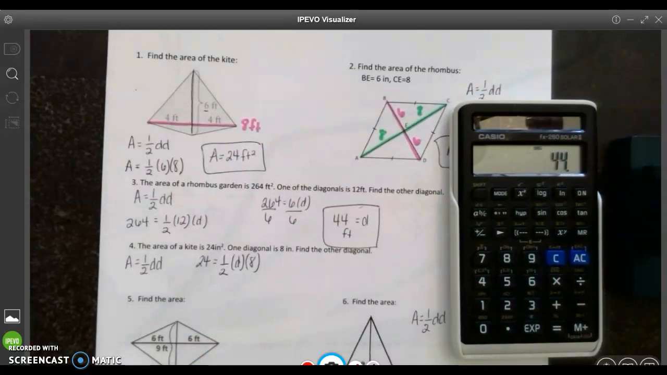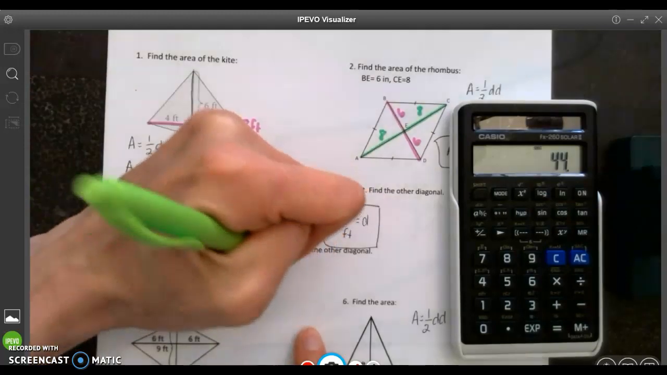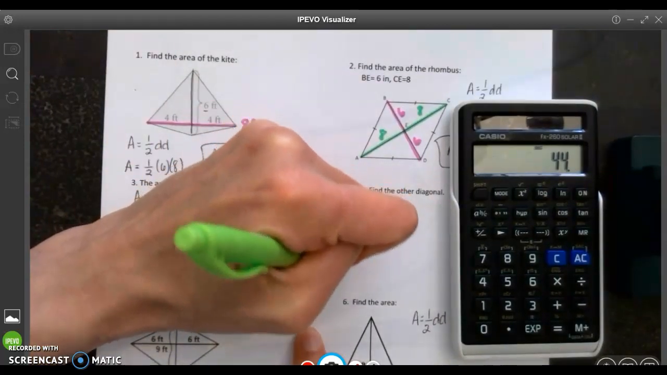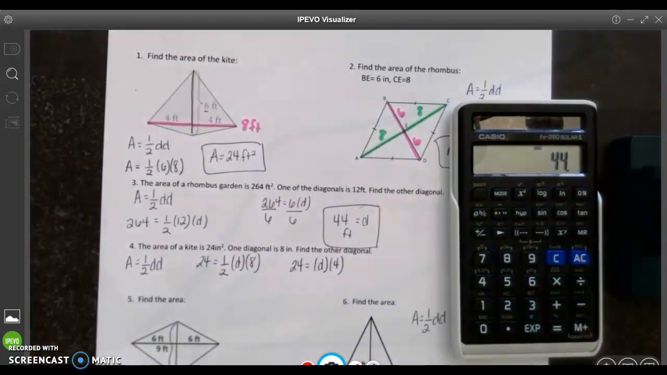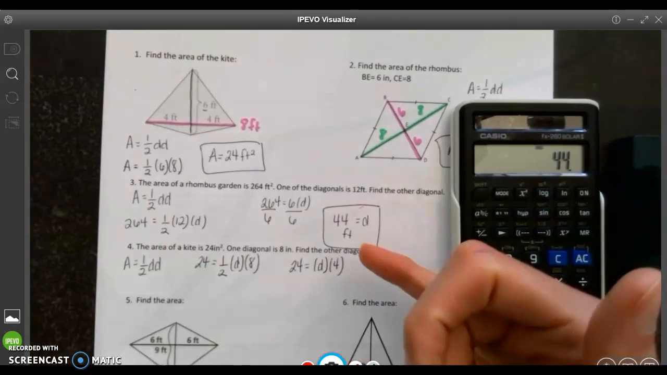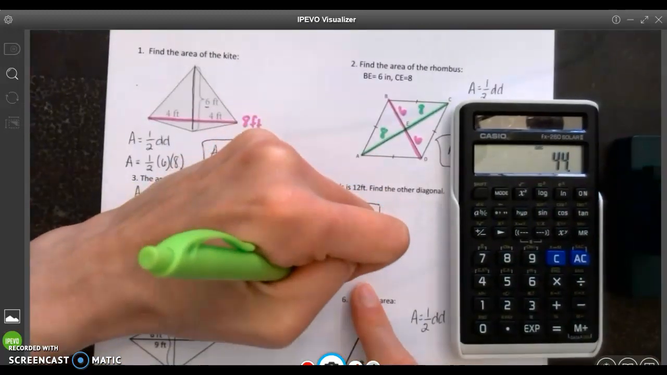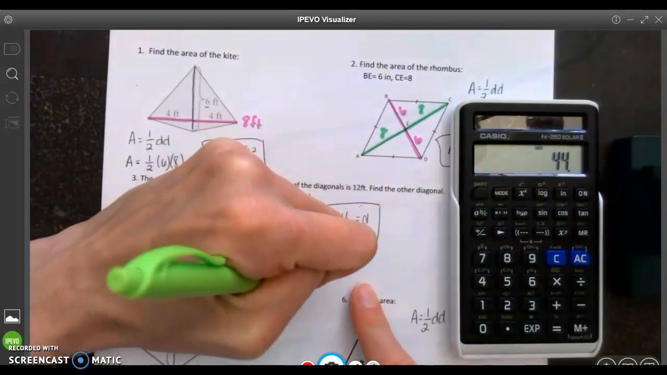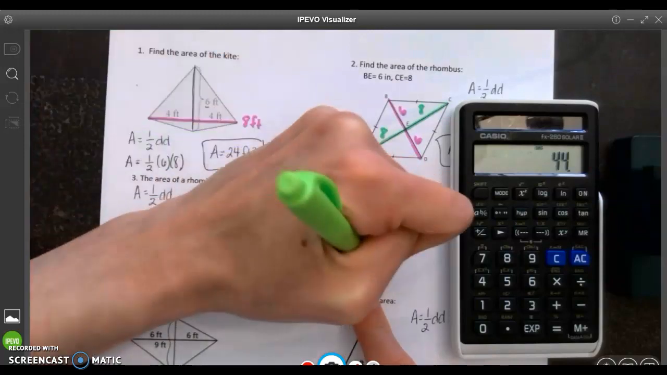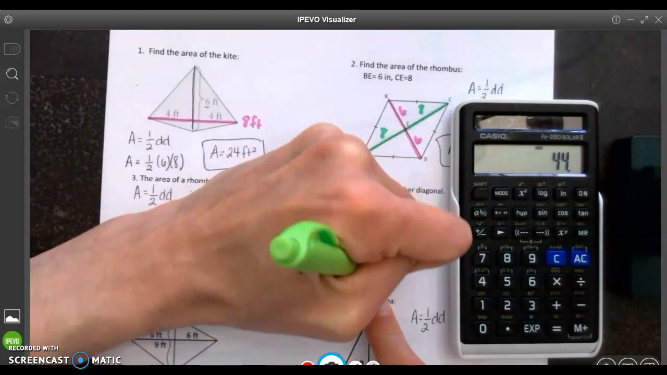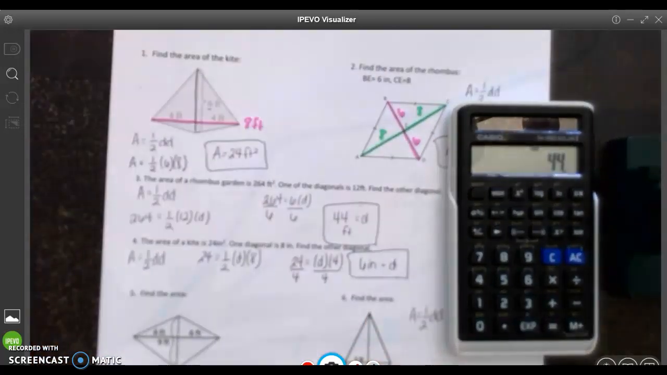But because it's multiplication, I can multiply in any order. I can still take half of 8. So I have 24 equals diagonal, half of 8 is 4. And I'm still doing the same thing I did in number 3. I have diagonal times 4. I want diagonal by itself, so I'm going to divide by 4 on both sides. So that diagonal, 24 divided by 4, is 6 inches. So that diagonal is 6 inches.